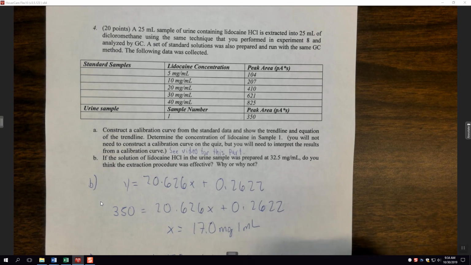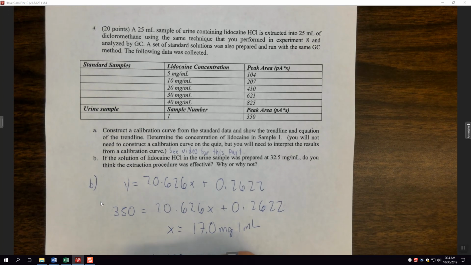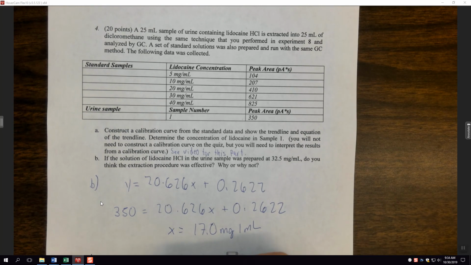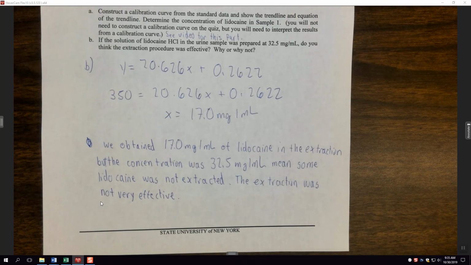We could just say the extraction was not very effective. Now, if you wanted to get into a little bit more detail, you could actually calculate the extraction efficiency as a percentage or something like that. So if you got 17 out of 32.5, you could divide those two numbers, and let me just do that quick. You will find that you only got about 52% of the lidocaine out, which again is another indication that this was not a particularly effective extraction.